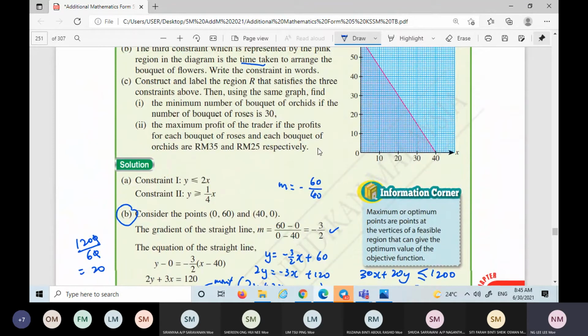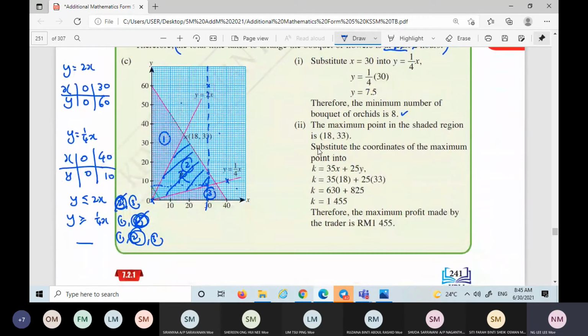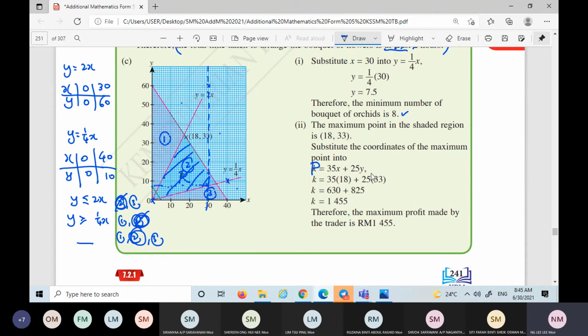Okay, the maximum profit of the trader, you want to find the maximum profit. If the profit of each bouquet of roses is 35 and the orchid is 25, so roses times 35, 35x plus 25y. Let it be a function. This one you let it be the k. I would like to let it be the p. So you can see this is a function.